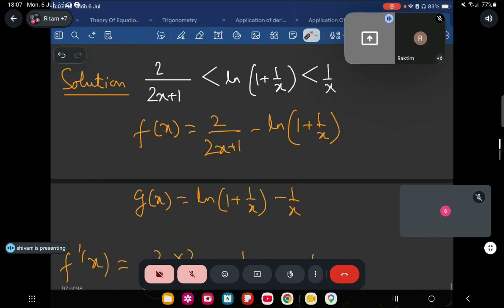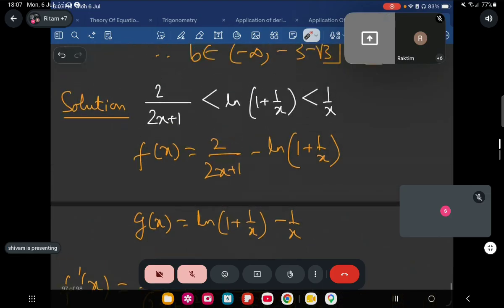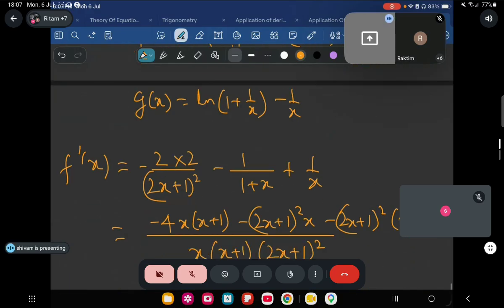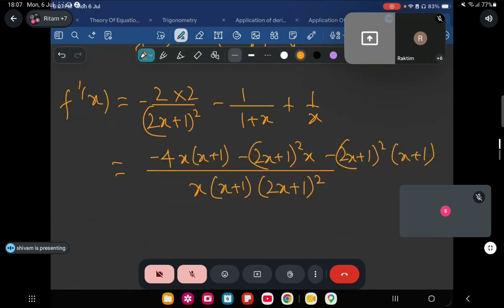Yeah, maybe a mistake. Wait. f of x can be simplified as, pay attention, it will be 2 by (2x + 1) minus 1 by (x + 1), oh, plus ln x. It should be plus ln x. So it should be plus 1 by x. Okay, everyone?